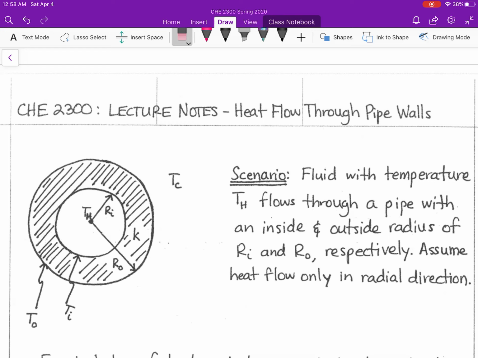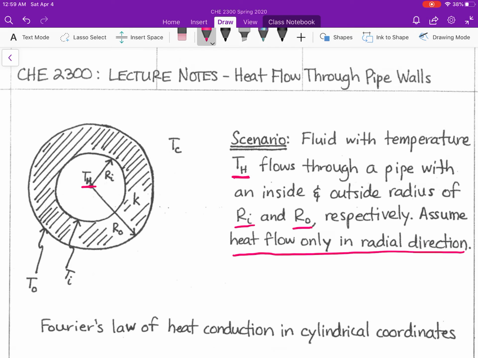Today I'm going to pick back up talking about heat transfer, specifically heat transfer through pipe walls, which you'll see will become very relevant when we start to talk about different heat transfer equipment. So in the following scenario, we have a hot fluid with a temperature T sub H flowing through a pipe that has an inner and outer radius of R sub I and R sub O respectively. In this example, we are going to assume heat flow only in the radial direction, right? So only in the R direction.